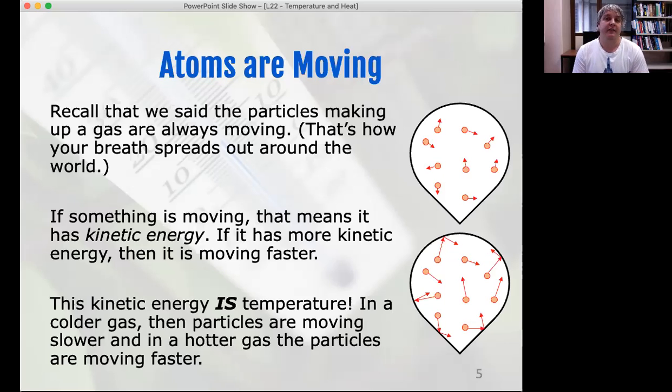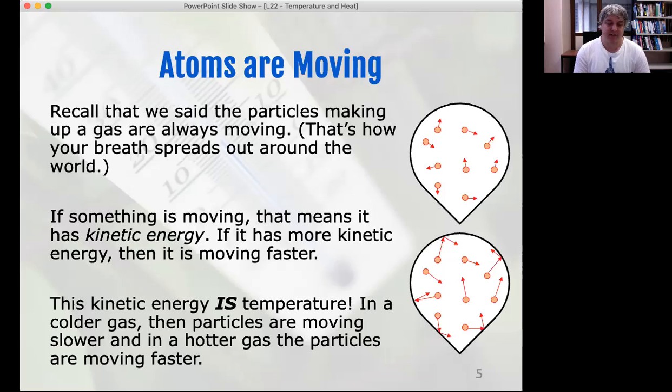So a hot gas, which could just be the air on a 30-degree day, is going to be faster moving. All the molecules are faster moving than in a cold gas, which might just be the air on a 5-degree Celsius day. So the kinetic energy of all the particles is going to be different, and that is what defines the temperature of a gas.